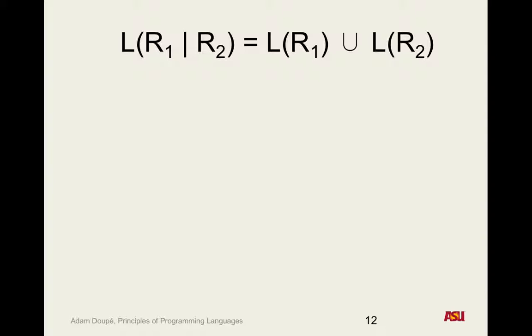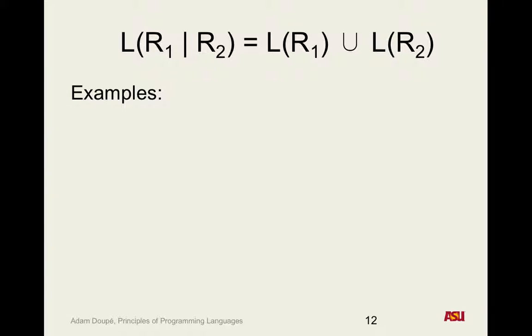So at the top is the definition, right? The language described by R1 bar R2 is the language described by R1 union with the language described by R2. And one thing maybe you want to do in your mind that maybe you haven't thought about yet is type check this equation. If you think of L as a function, it takes in a regular expression and it returns a set of strings. So L of R1 is going to return a set of strings, union with L of R2 is going to return a set of strings. That union is a set of strings. So everything type checks. Kind of cool.